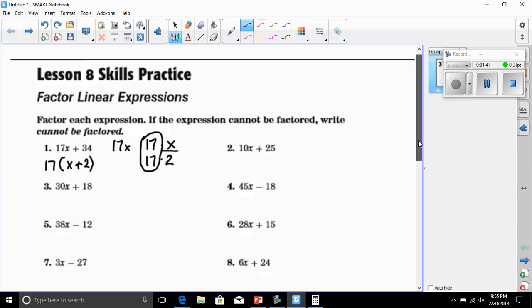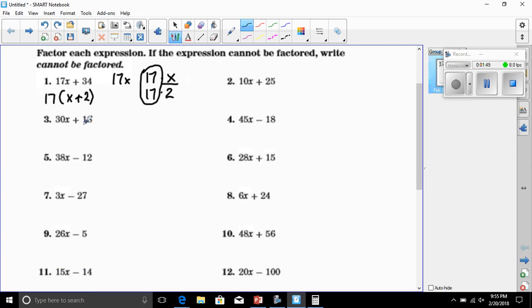I'm going to do all the odd ones for you. We have 30x minus 18. Well, 18 does not factor into 30, but we do know that 30 can be divided by 2 to give us 15. It could also be divided by 6. 6 times 5 is 30. And we know that 18 can be divided by 6 as well to give us 3. So right there tells us. But let's break it down like we did in class for all those that don't see that very easily.